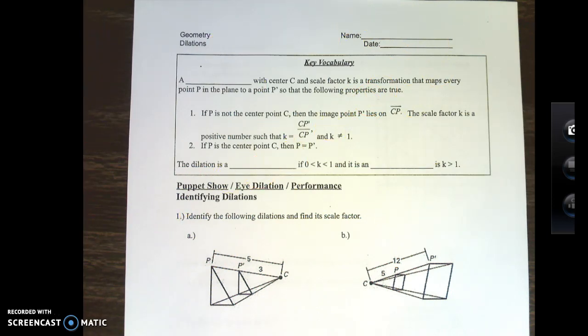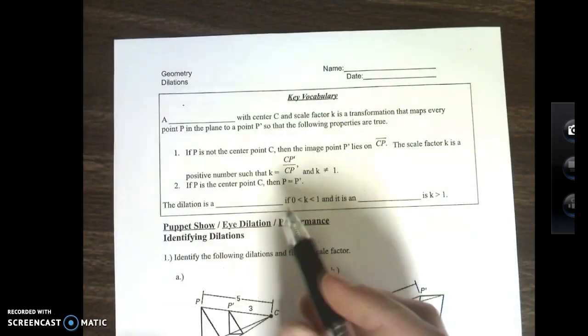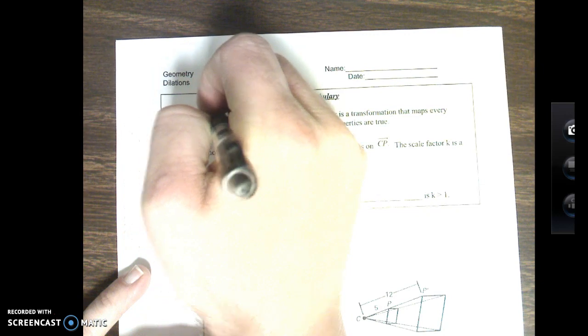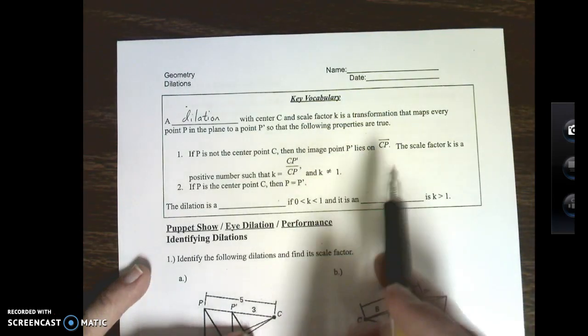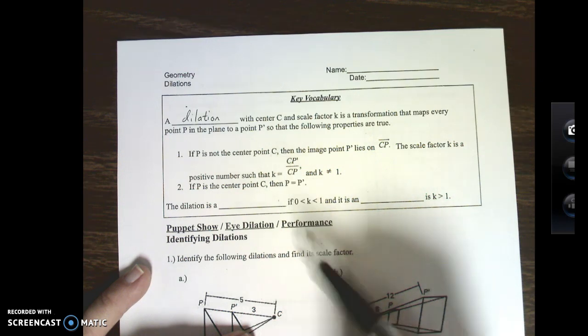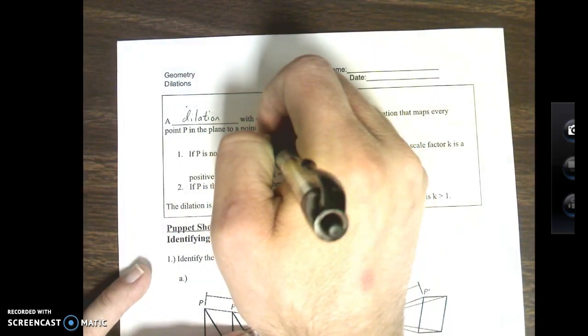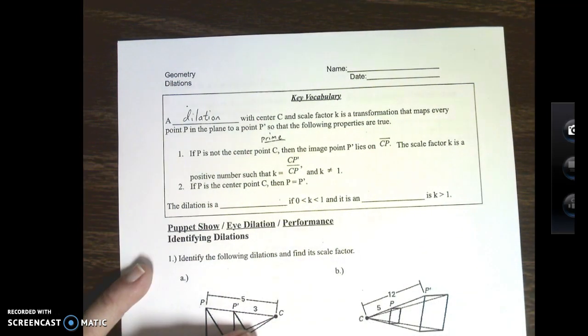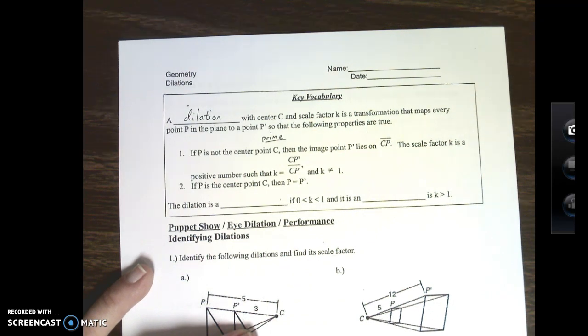Okay, so what we've got is dilations. A dilation, D-I-L-A-T-I-O-N, with center C and scale factor K is a transformation that maps every point P in the plane to a point P prime. We call this prime, kind of like Optimus Prime. So the following properties are true. If P is not the center point C, then the image point P prime lies on a ray CP. The scale factor K is a positive number such that K equals CP prime over CP, and K cannot equal 1.